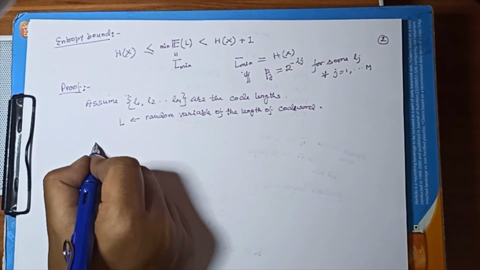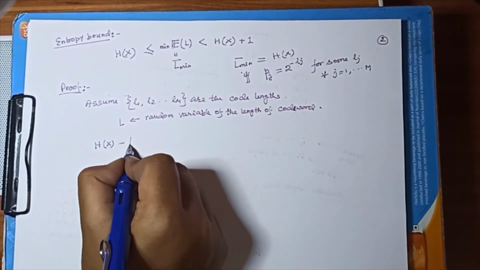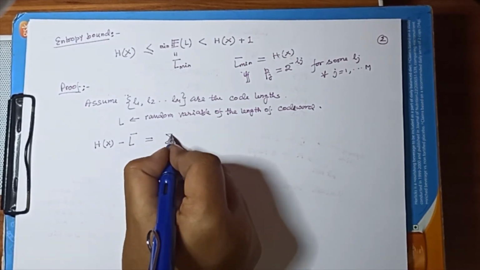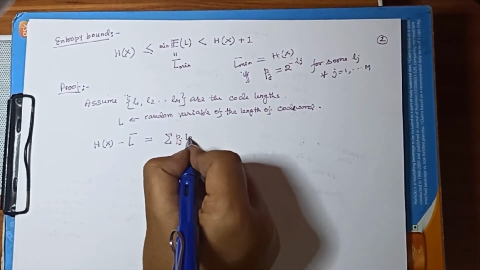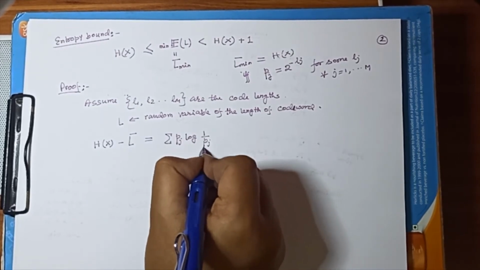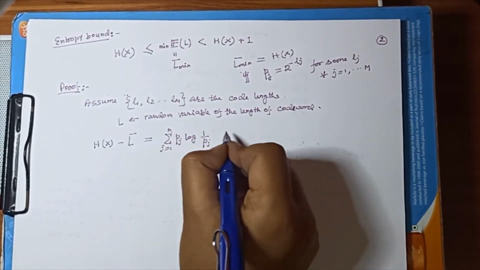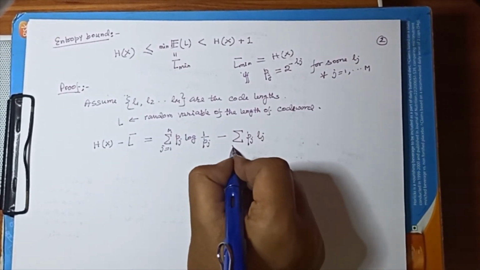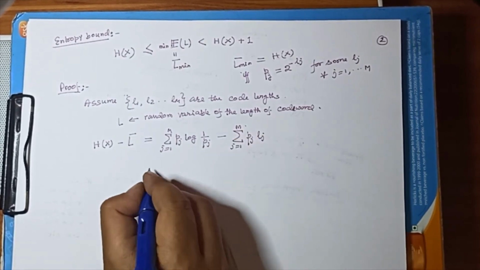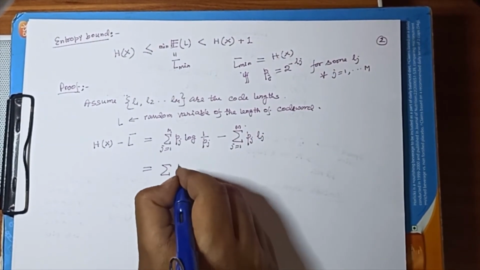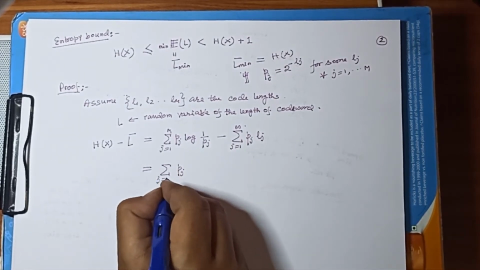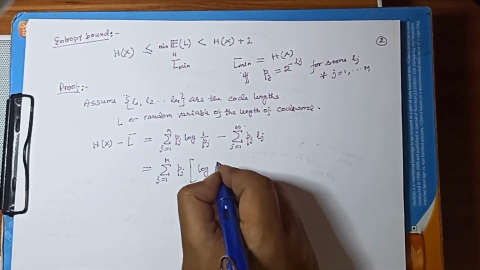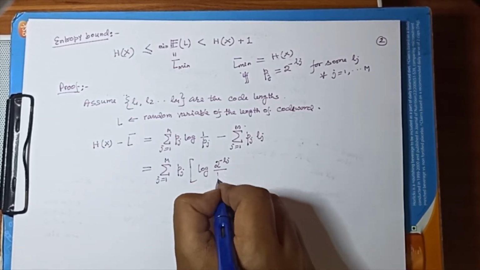Then what is Hx minus L? Hx is summation Pj log 1 by Pj, j equal to 1 to m, minus summation Pj Lj, j equal to 1 to m. So I can take Pj as common, j equal to 1 to m, and this will be log of 2 to the power minus Lj divided by Pj.